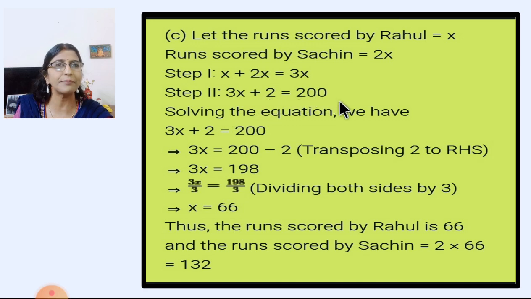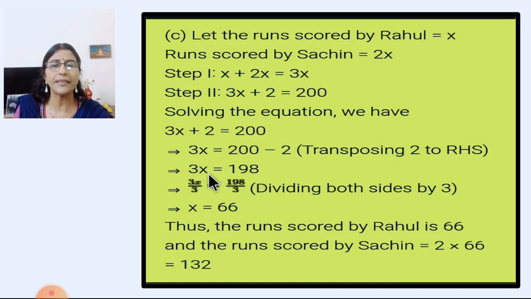So this is step number 2. Step number 1 is x plus 2x, 3x, so we got total runs scored by Rahul and Sachin. And now we will solve this equation. 3x plus 2 is equal to 200. Now here it is positive, so by the transpose method, transposing plus 2 to RHS, it will become minus 2. So 3x is equal to 200 minus 2, and 200 minus 2 is 198.